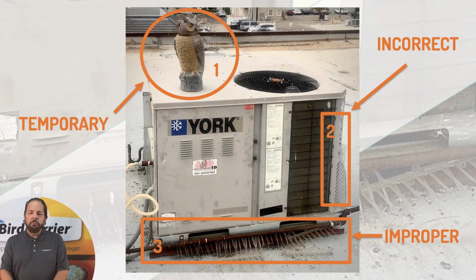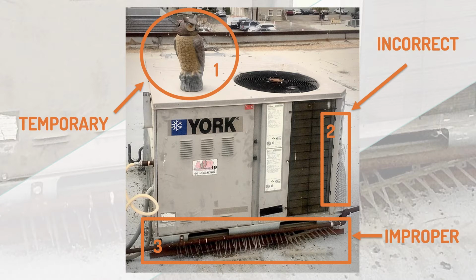And number three is just either the improper device or using it improperly, as we see at the bottom of this HVAC unit, spikes turned upside down, trying to use them as some sort of fenced barrier, which is not what they're designed for at all.